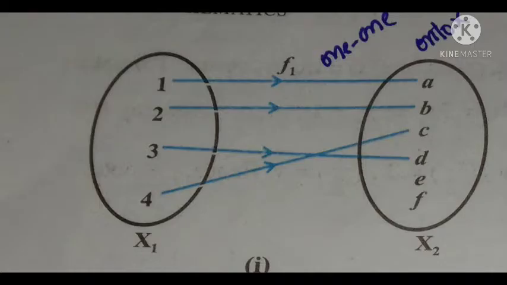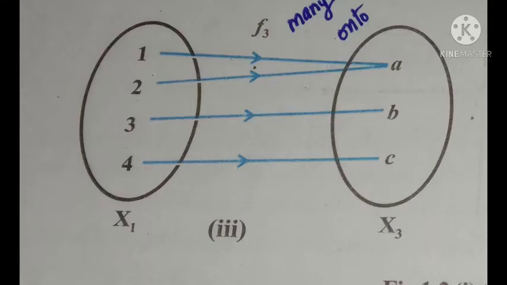Look at this arrow diagram. See the arrow marks. Here the image of 1 is A, image of 2 is B, image of 3 is D and image of 4 equal to C. So the different X elements have different images and therefore this function is also a one-one function. Okay.